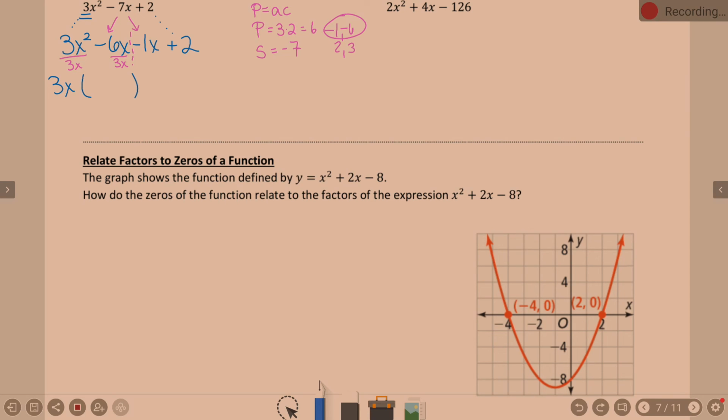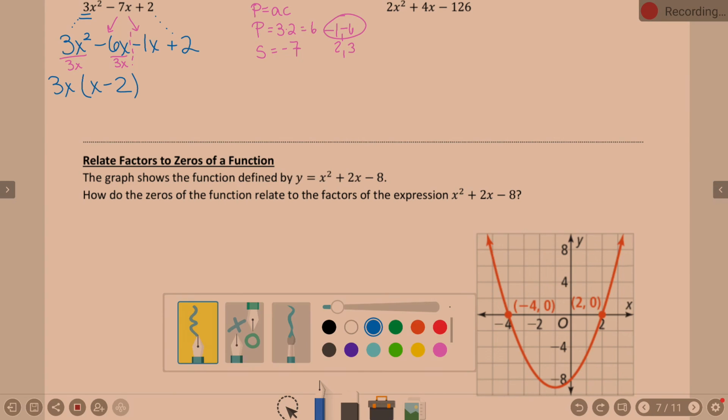3x squared divided by 3x. 3 divided by 3 is 1, x cancels, so we have x. Minus 6x divided by 3x. Okay, minus 2. 6 divided by 3 is 2. The x's cancel, so it's a minus 2. Okay, second half. Minus 1x plus 2.